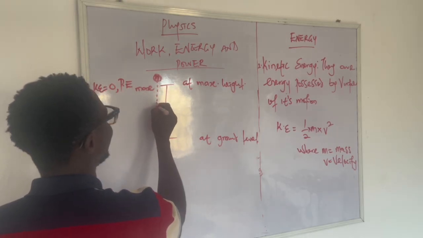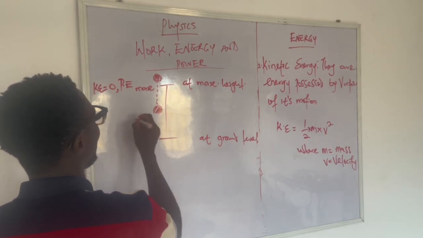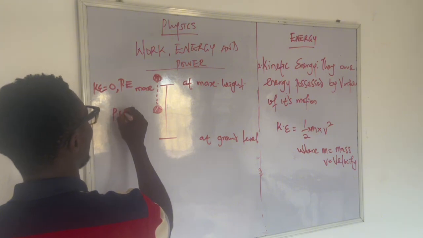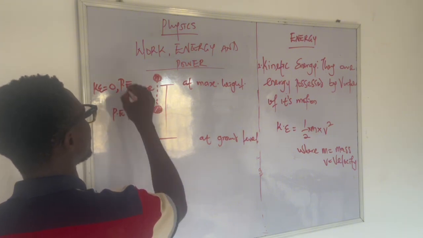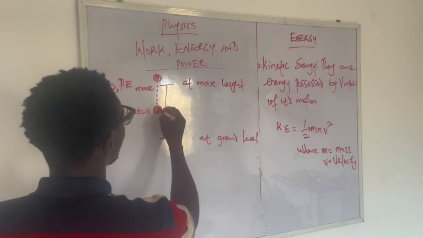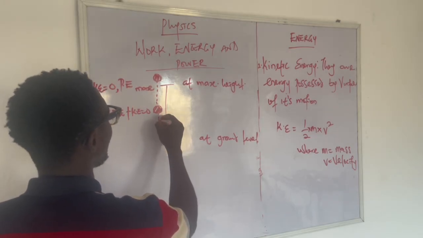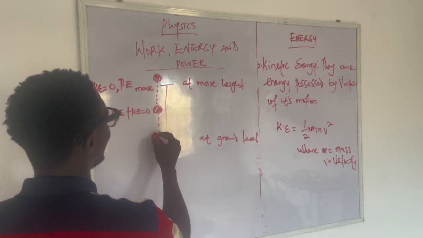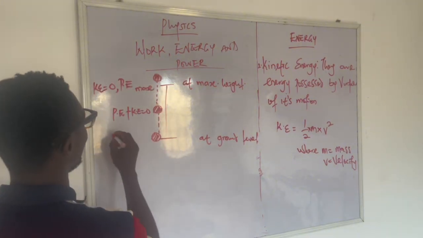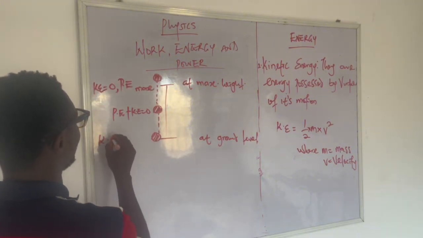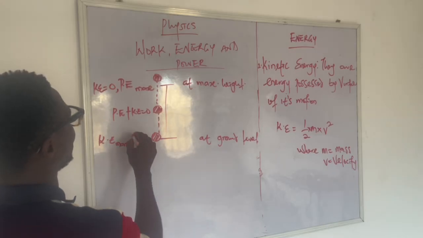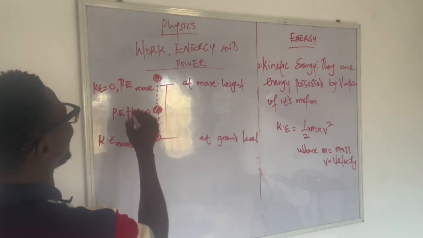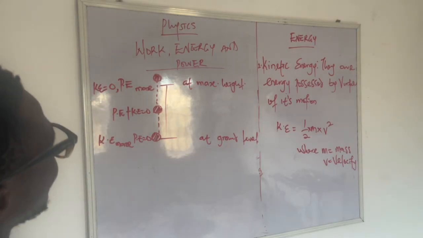Now at this center, PE plus KE equals to 0. Now at ground level, KE is maximum, and PE is 0. Are we together?